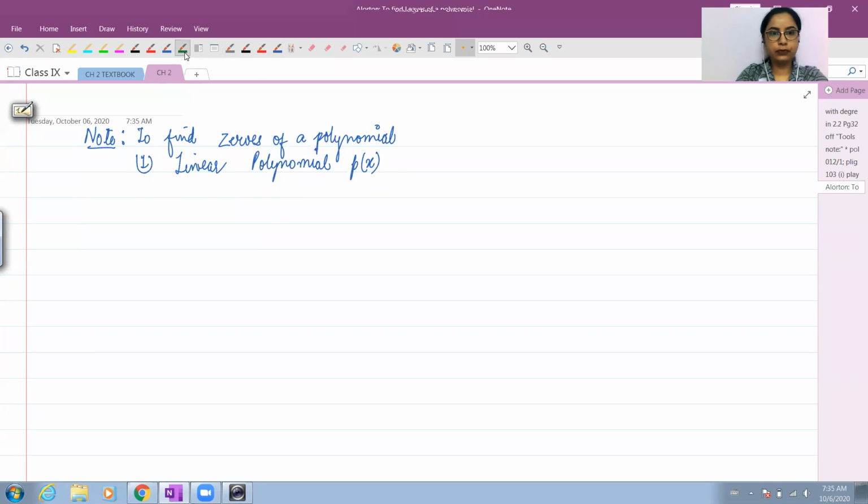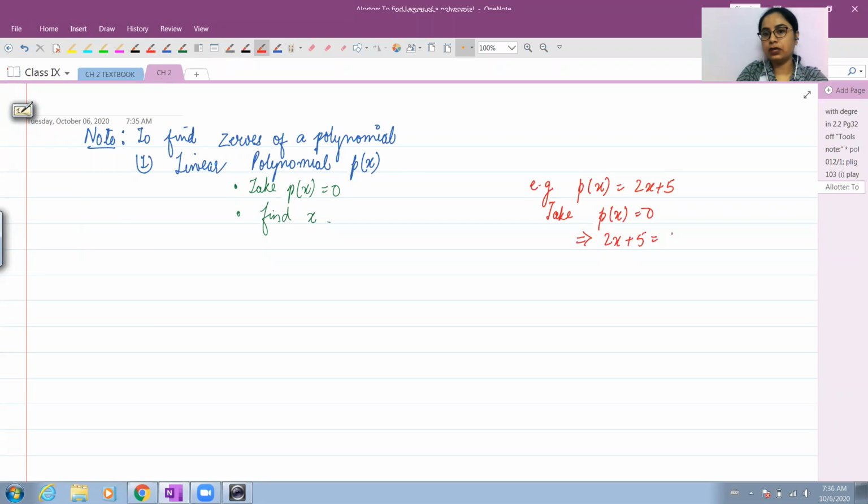I'll just be writing down in the form of bullet points. The first thing we want to do is take P(x) equals 0 and find x. That's it. If I have to quote an example here, if P(x) is 2x plus 5, to find its zeros, I'm going to take P(x) equals 0. So this would imply that 2x plus 5 equals 0. And from here, you just have to find the value of x. This value will be the zero of P(x). And if you want to cross-check, you can substitute this value in P(x) itself and see that the answer will be 0.